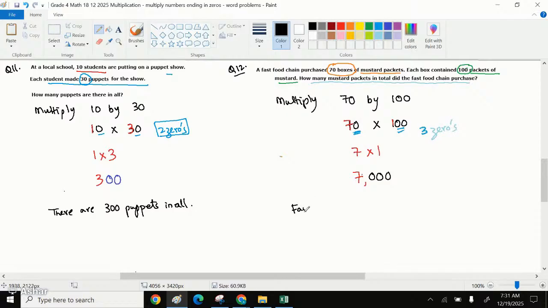The fast food chain purchased 7,000, right? 7,000 packets of mustard.